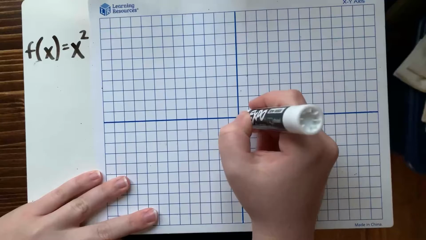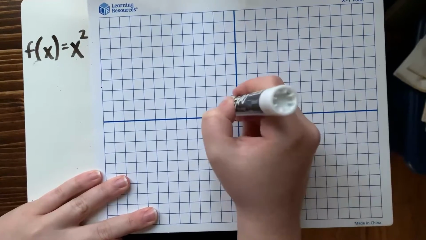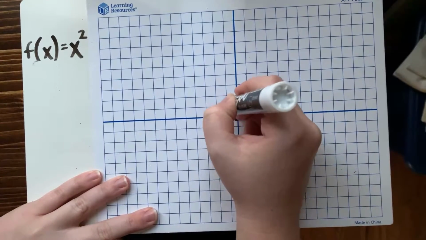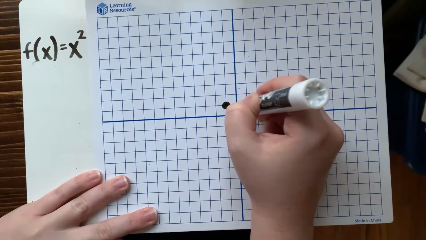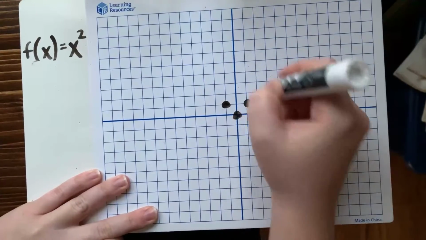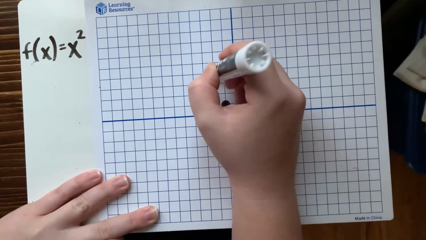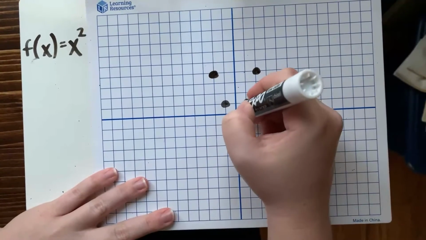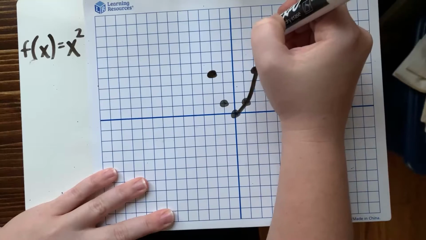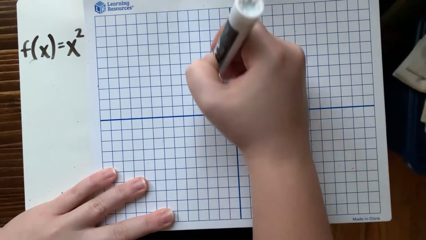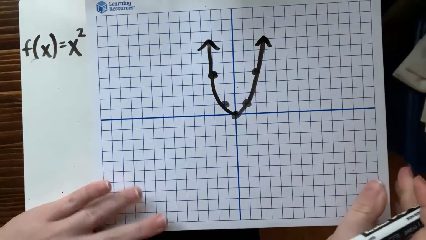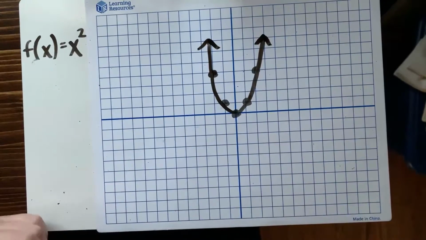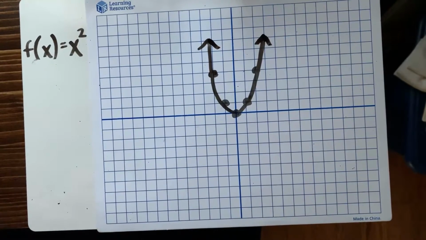coordinate plane. We know it goes through (0, 0), (-1, 1), (1, 1), (2, 4), and we could keep on going. So we'll connect this and see our U shape like that. This is our parent quadratic parabola.